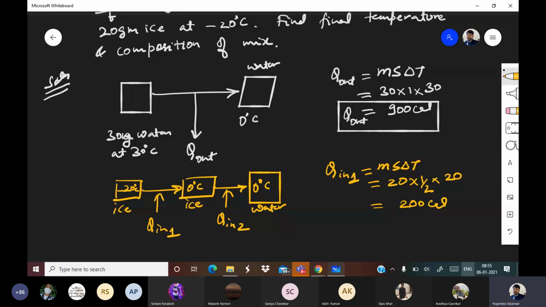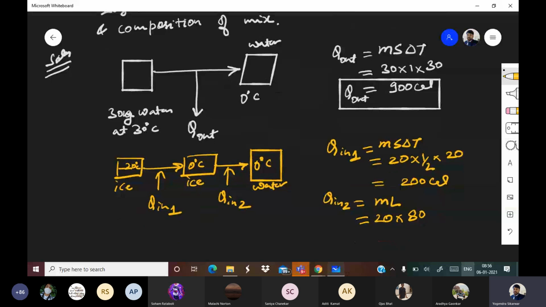Okay. Now, if you want to melt the entire ice, listen very carefully. So Q in 2 will be m l. M is how much? 20. L is how much? 80, because we know that latent heat of fusion is 80 and there is no confusion. So 80 into 20 becomes 1600 calorie. Now, my dear friends, the total heat required, Q in total, is equal to Q in 1 plus Q in 2, and that is 1800 calorie.